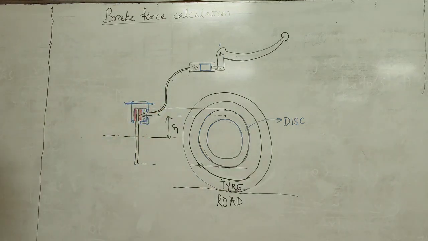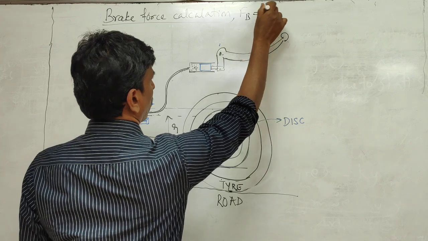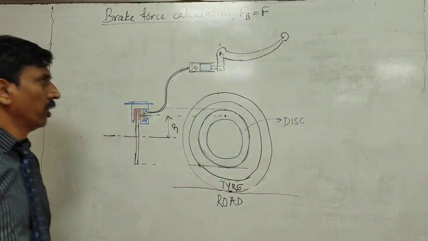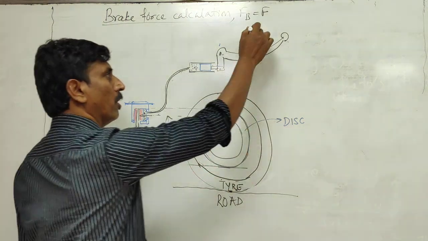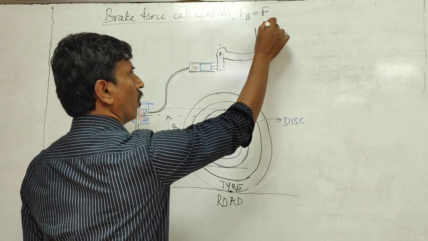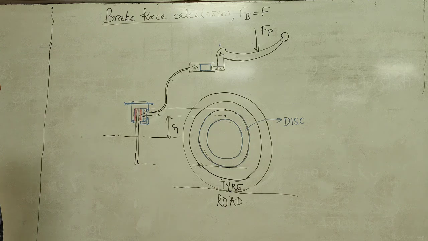So we want to derive this brake force, which you call FB, or people simply call it F. Okay? So for that, we should start from where the force is being applied. The force is being applied maybe on the lever like this. You can call it the pedal force or lever force, or whatever you want to write it as.